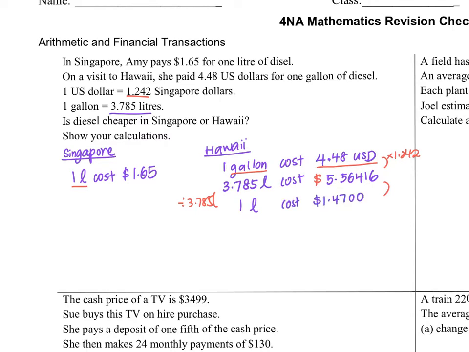So now let's compare. This is in Singapore and this is in Hawaii. So is diesel cheaper in Singapore or cheaper in Hawaii? So diesel is cheaper in Hawaii.